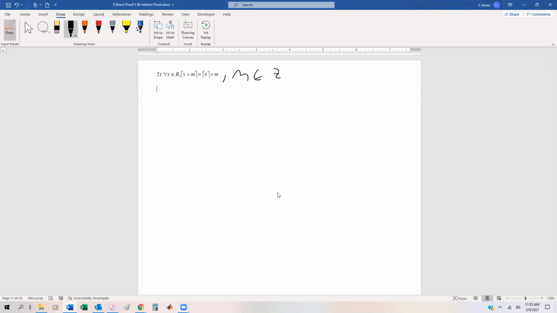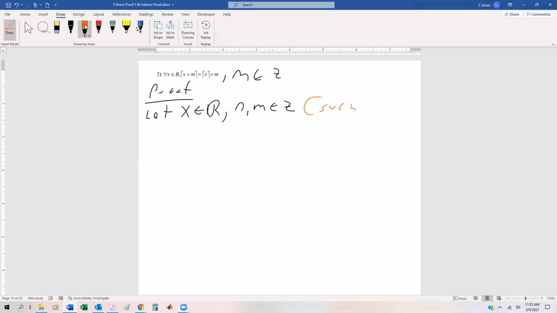All right, so let's start this. So for our proof, let's let x be an element of the real numbers. Let's let n and m be elements of the integers. And we're going to say such that x, comma, m, comma, n are arbitrary but particular.